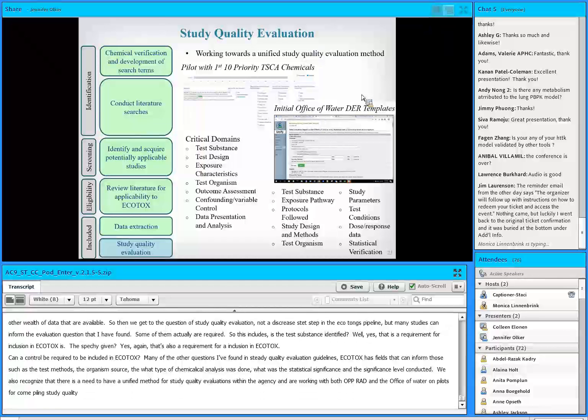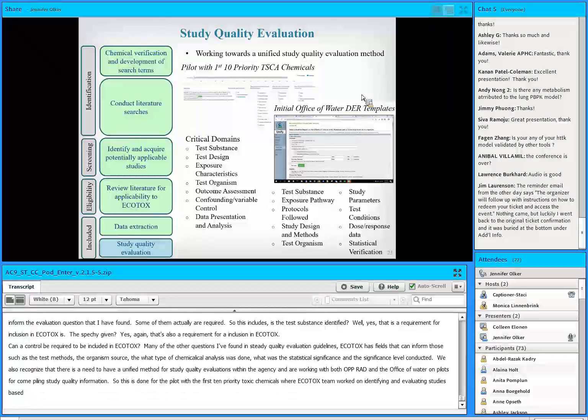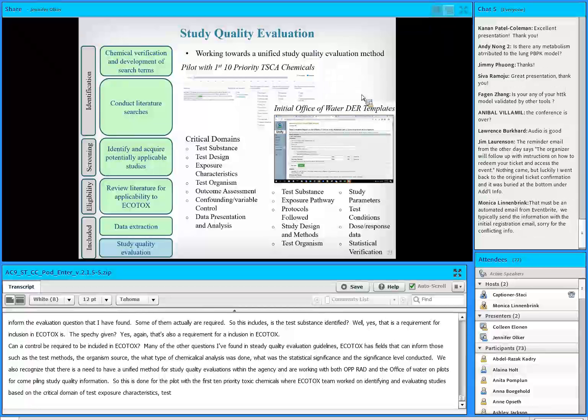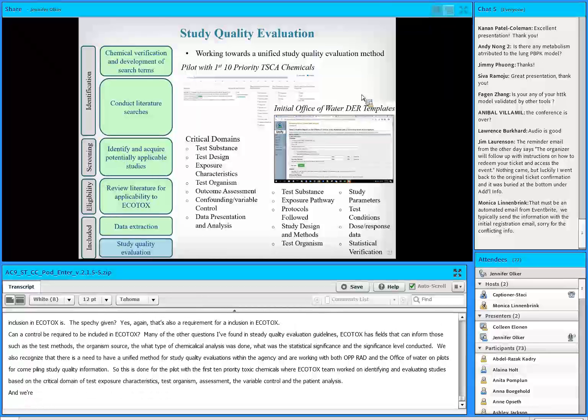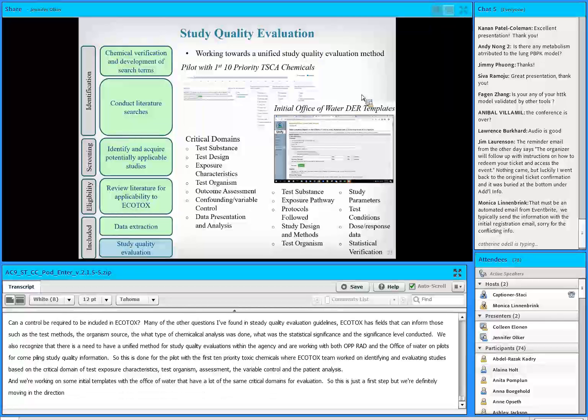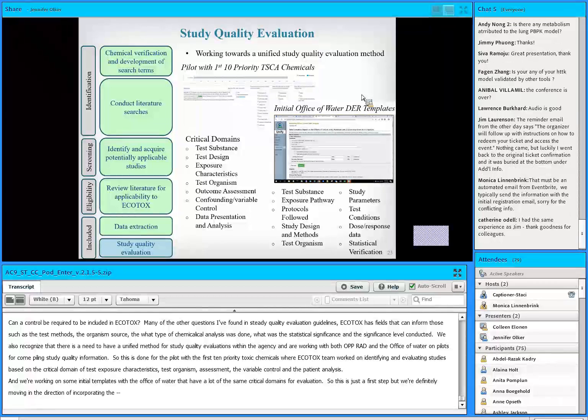So this is done for the pilot with the first 10 priority TSCA chemicals, where the ECOTOX team worked on identifying and evaluating studies based on the critical domains of test substance, test design, exposure characteristics, test organism, outcome assessment, confounding and variable control, and the data presentation and analysis. And we're working on some initial DER templates with the Office of Water that have a lot of the same critical domains for evaluation. So this is just a first step, but we're definitely moving in the direction of incorporating the more necessary fields for evaluating study quality.